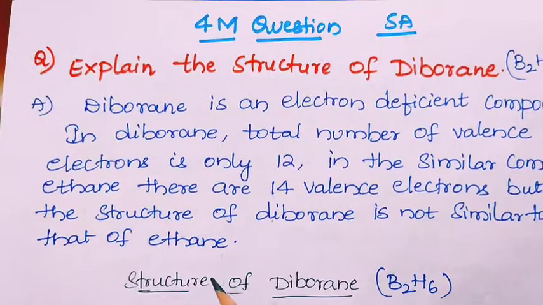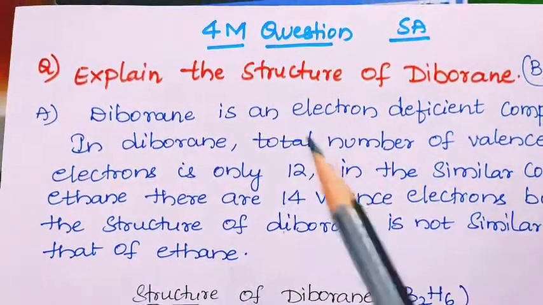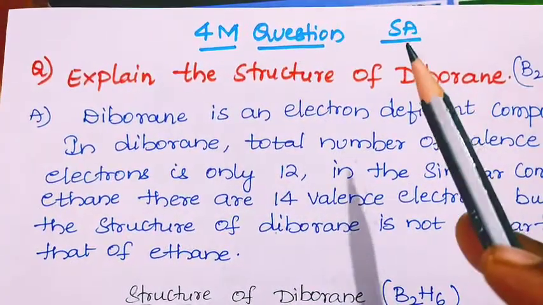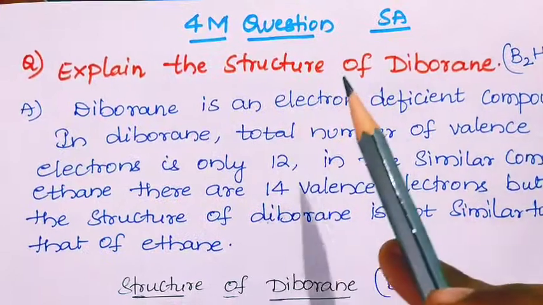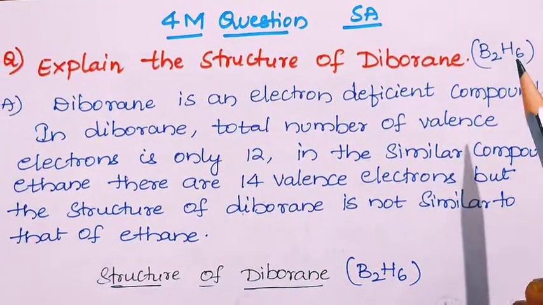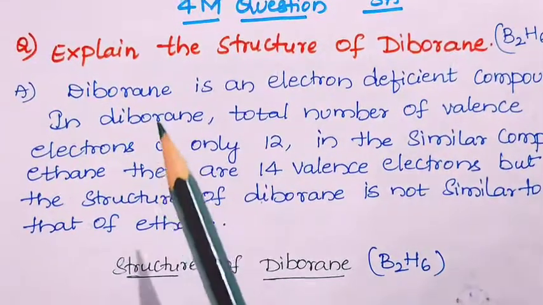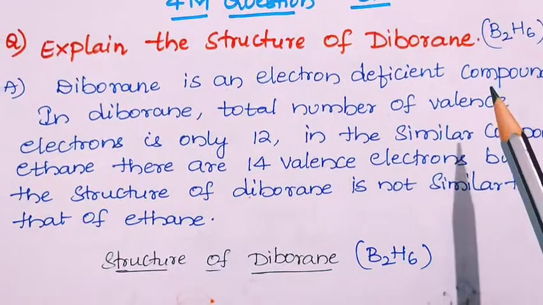Hello students, today we will learn one of the very important questions usually asked for 4 marks, that is for short answer. So here is a question, explain the structure of diborane. Diborane is B2H6. So diborane is an electron deficient compound.